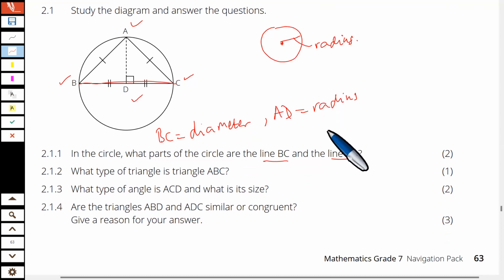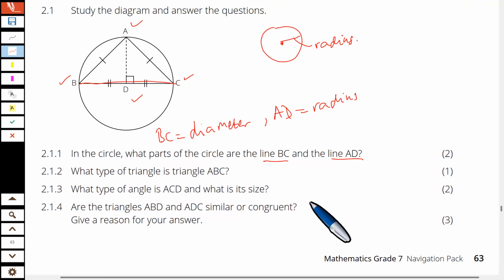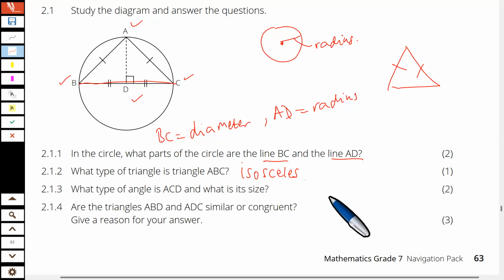Right, so the couple of things we need to consider in 2.1.2. What type of triangle is triangle ABC? What do you call this triangle ABC? It has a special name. Equilateral. Please come again. An equilateral. All right, never mind. Okay, we have a triangle like this that has two sides equal. It is called isosceles. Yeah, it is called an isosceles triangle.